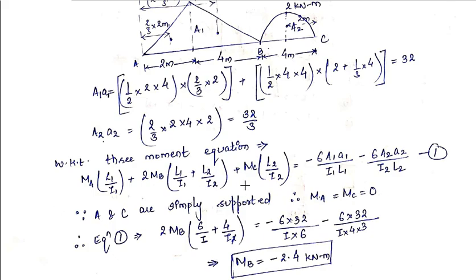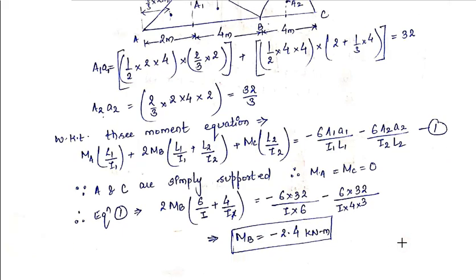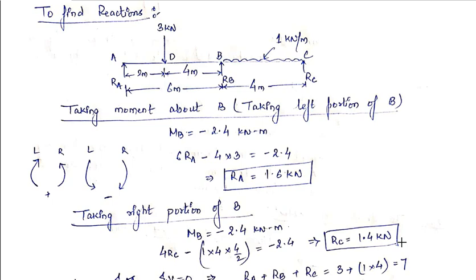Now put MA and MC equal to 0 and put all the values, and we will get MB equal to minus 2.4 kilonewton meter. Here L1 will be the span of AB and L2 will be the span of BC. So the value of MB will come out to be minus 2.4 kilonewton meter. Now we have calculated the value of MB. Now we have to draw the shear force diagram, and in the question it is also given that we have to find the support reactions.